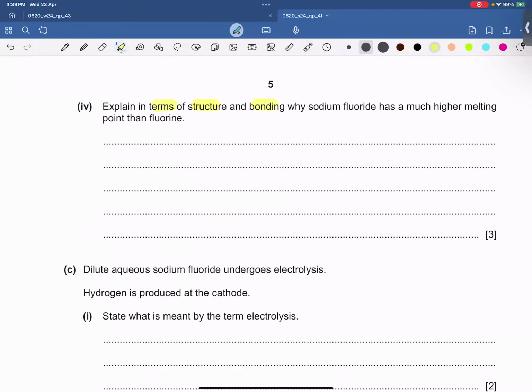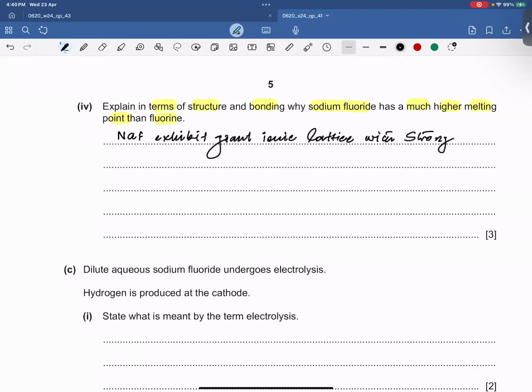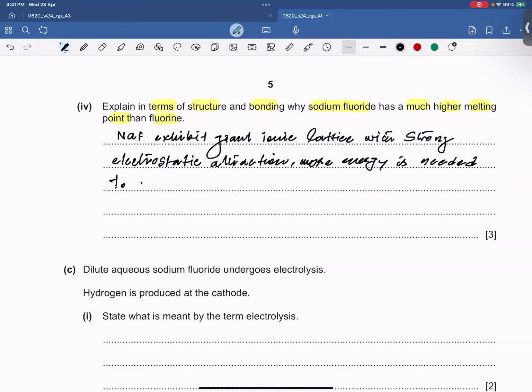Explain in terms of structure and bonding why sodium fluoride has a higher melting point than fluorine. So sodium fluoride exhibits a giant ionic lattice with a strong electrostatic attraction. More energy is needed to overcome such attraction.